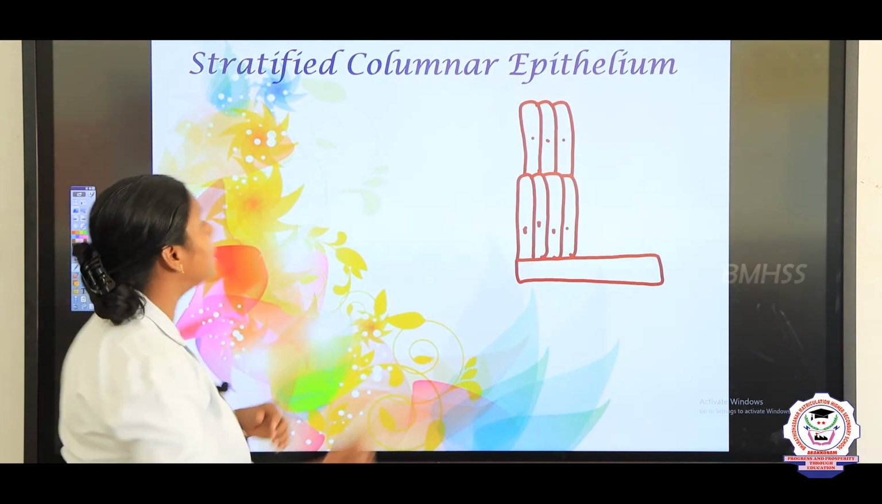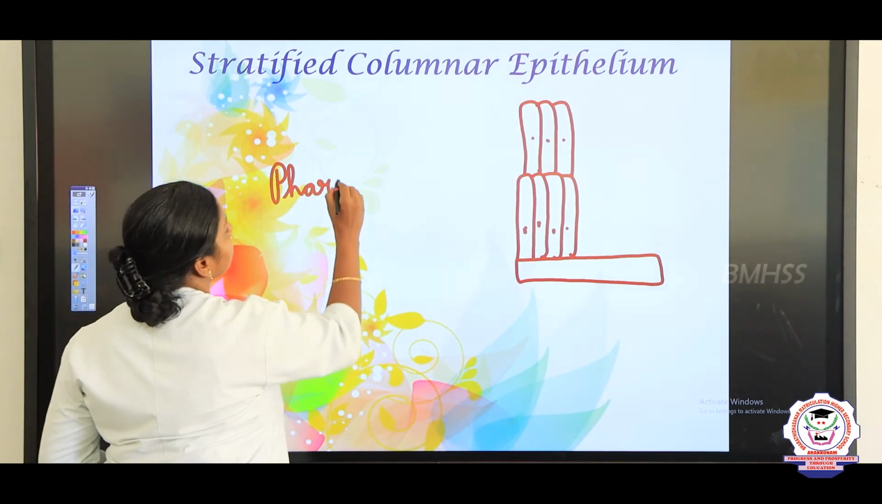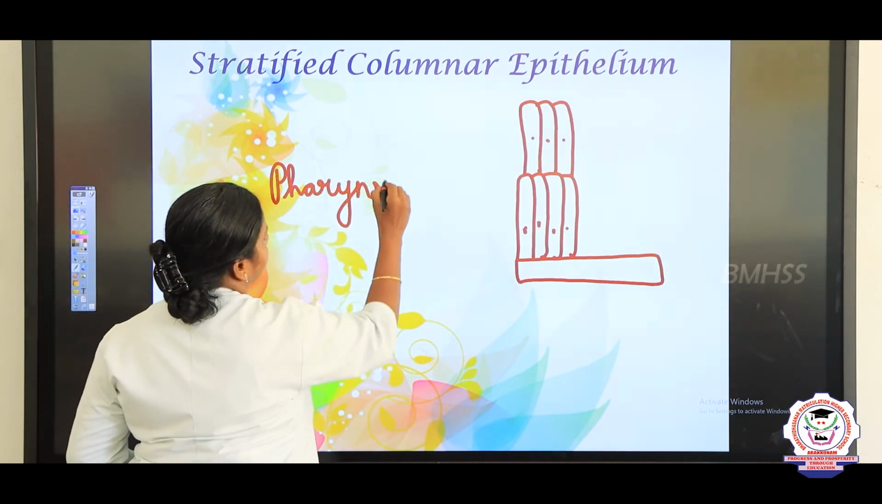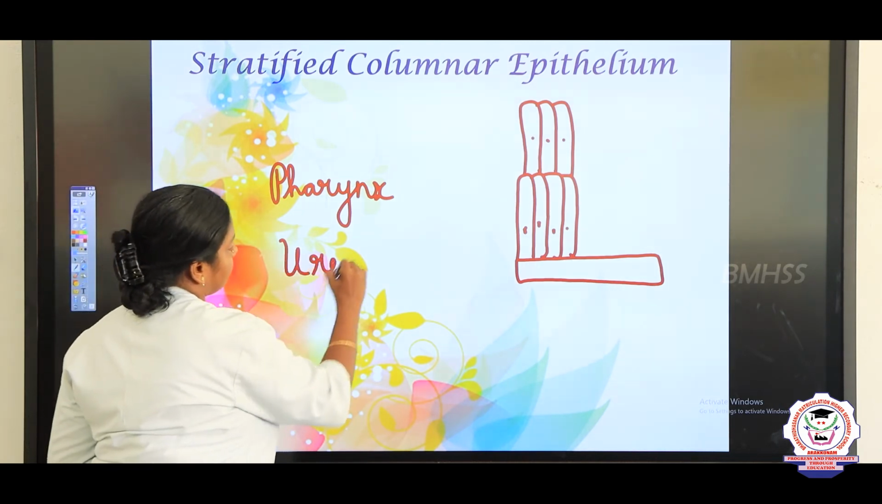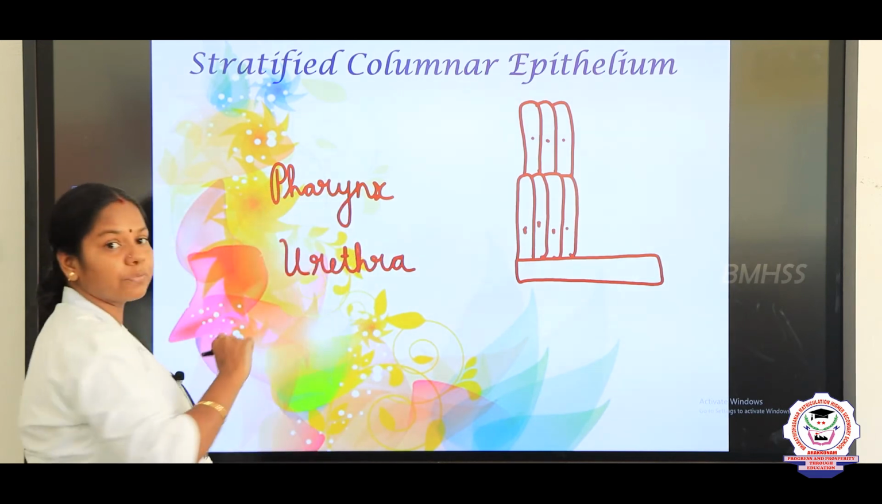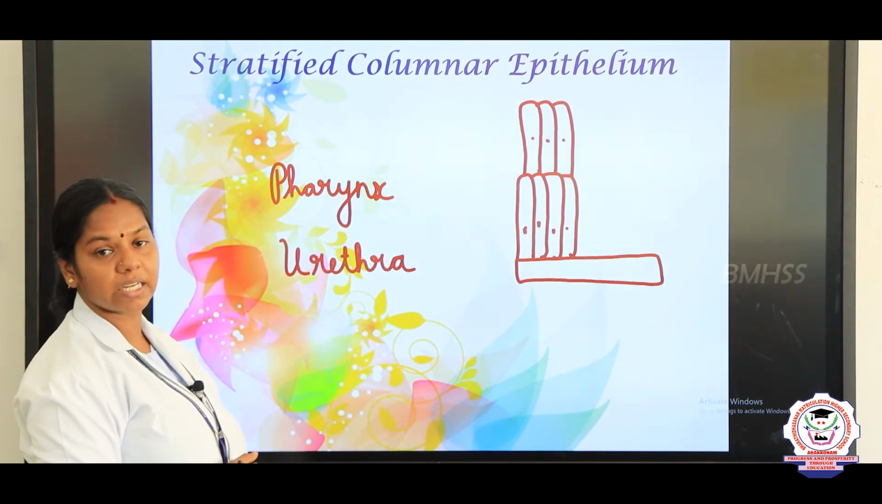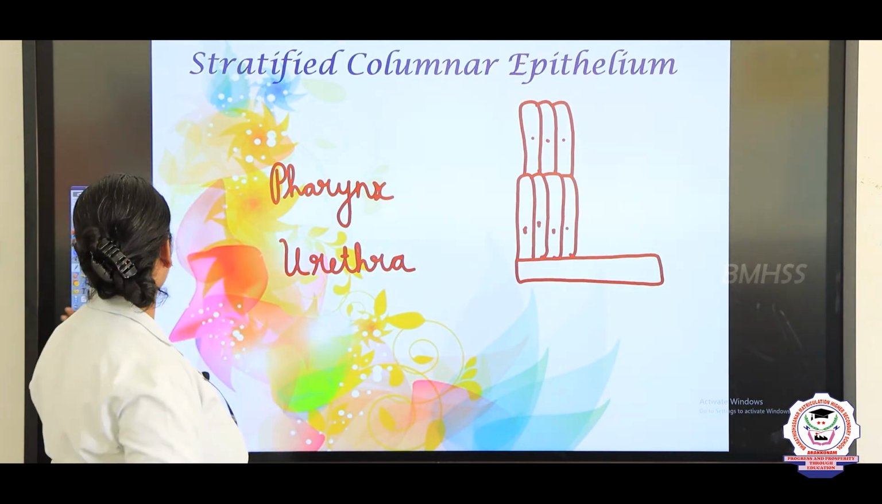For example, the pharynx. It is found lining the pharynx, as well as it is also found in the urethra. So, where is this stratified columnar epithelium found, children? It is present in the pharynx as well as the urethra.